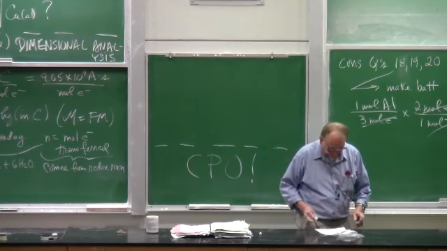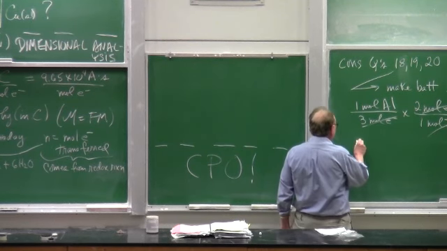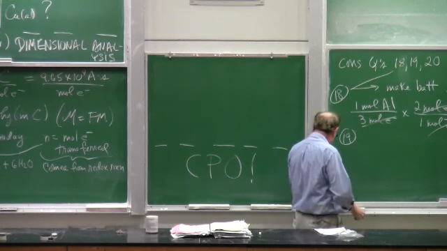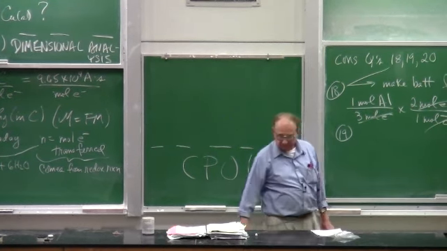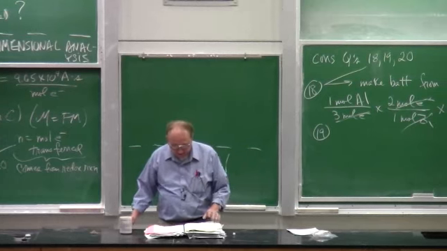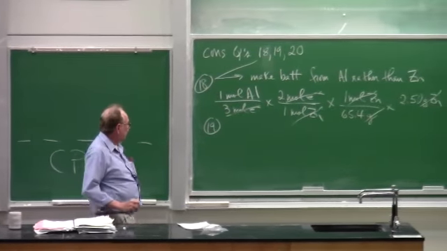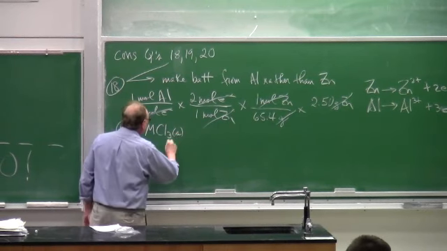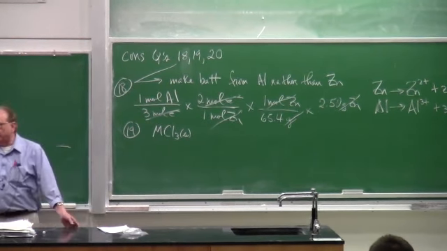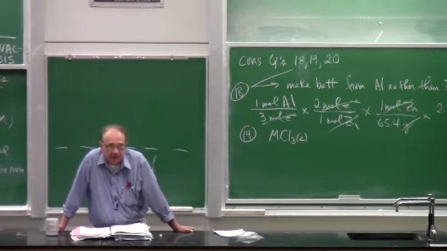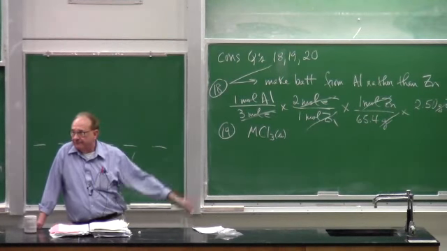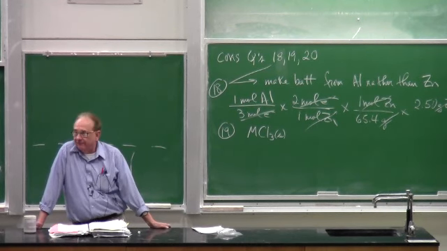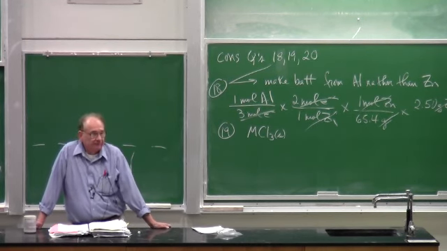All right. This is 18. 19. 19 says, let's talk about a metal chloride which has this general composition. 3 moles chloride ion per mole of metal. Formula tells us that. We want to know what the metal is.